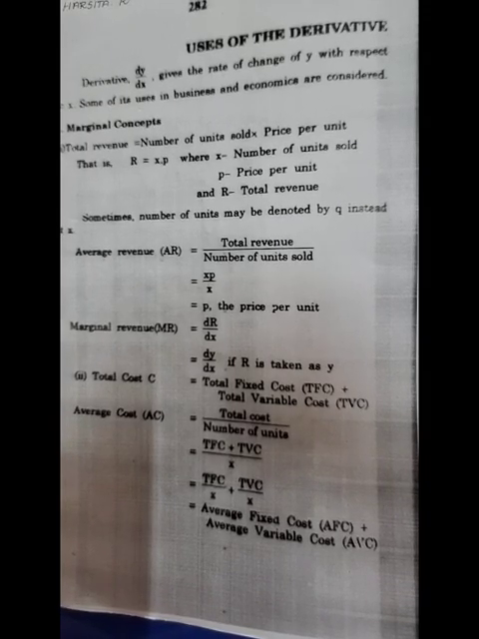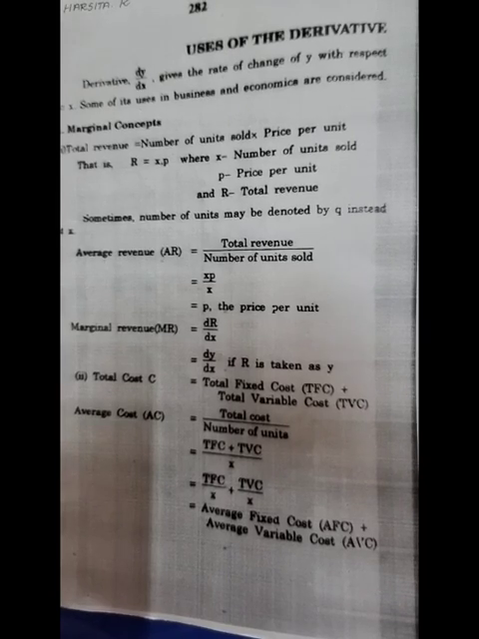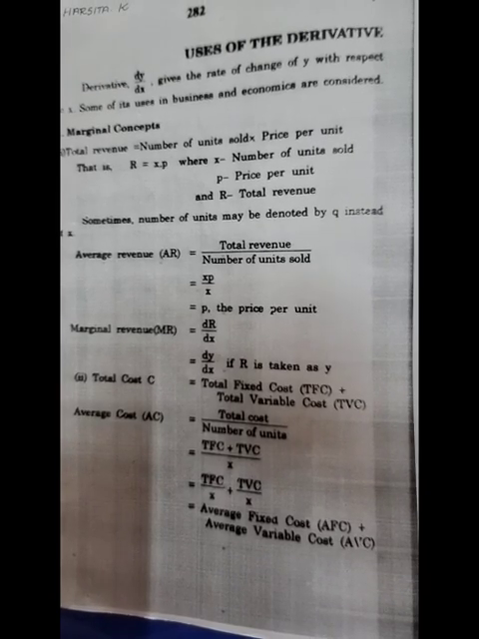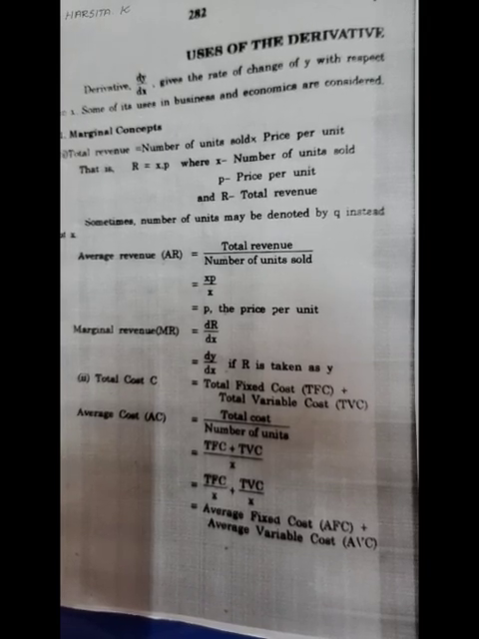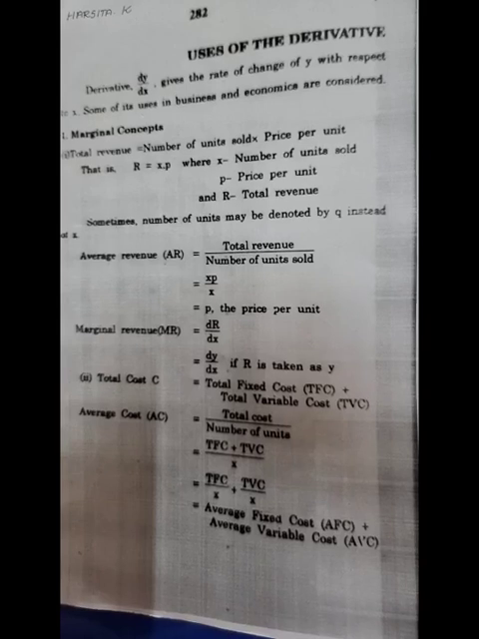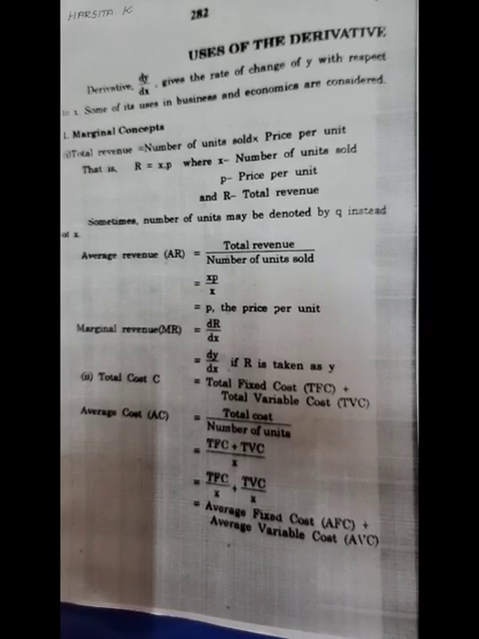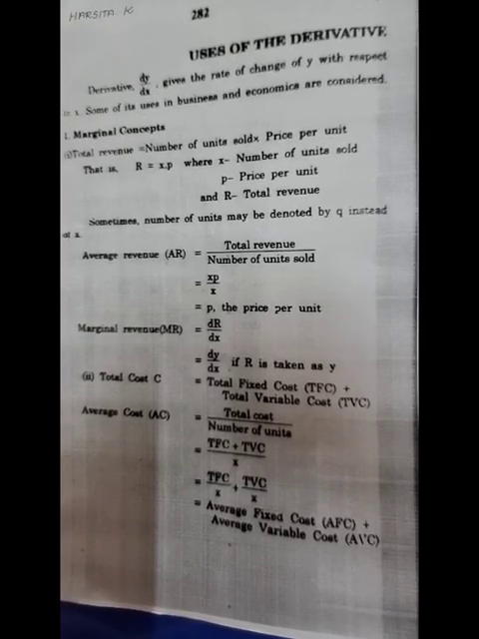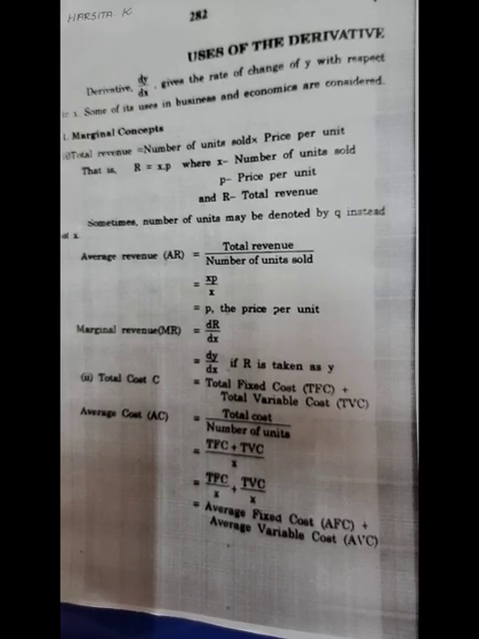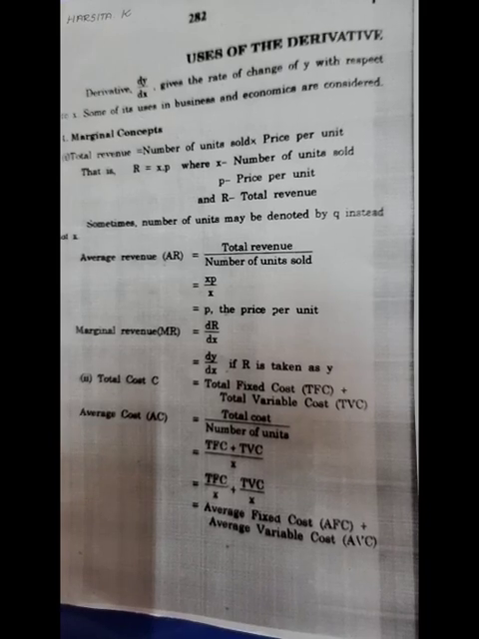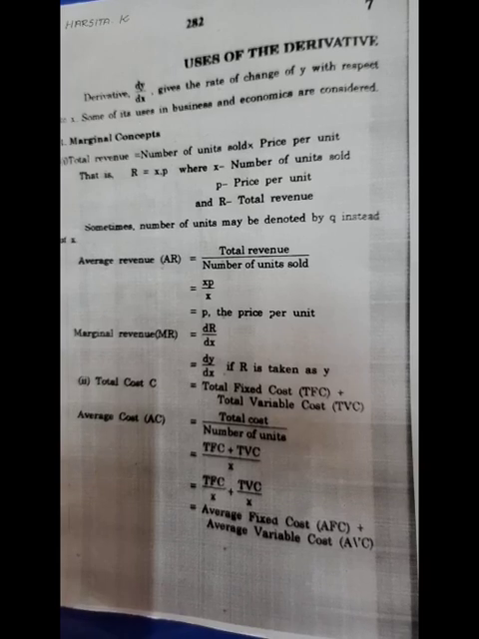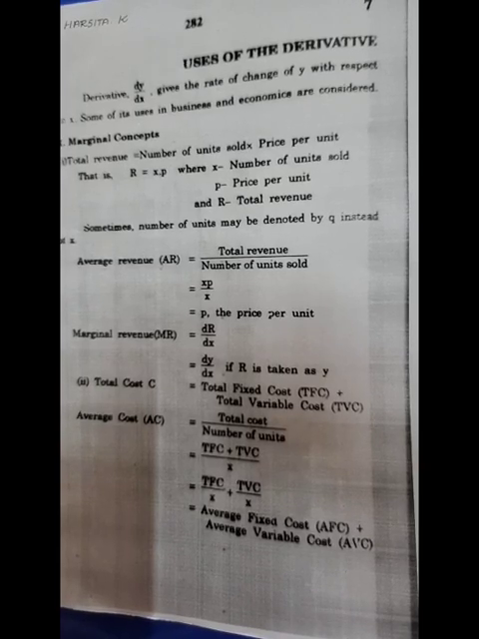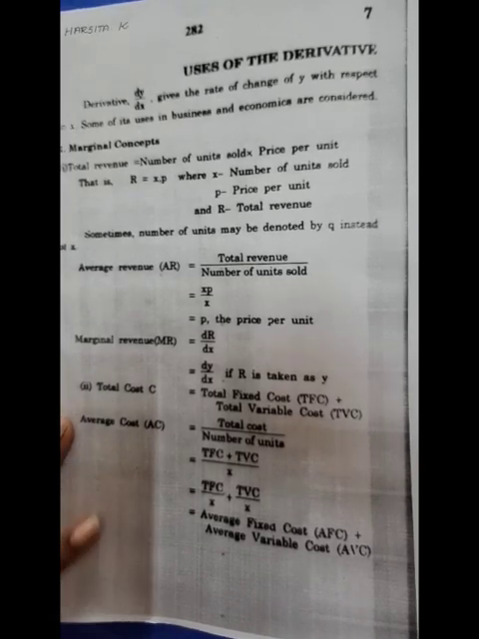Total cost C is equal to total fixed cost TFC plus total variable cost TVC. Thus, average cost AC is equal to total cost divided by number of units. That is, total cost is equal to TFC plus TVC and number of units is X. Thus, TFC divided by X plus TVC divided by X, average fixed cost AFC plus average variable cost AVC.